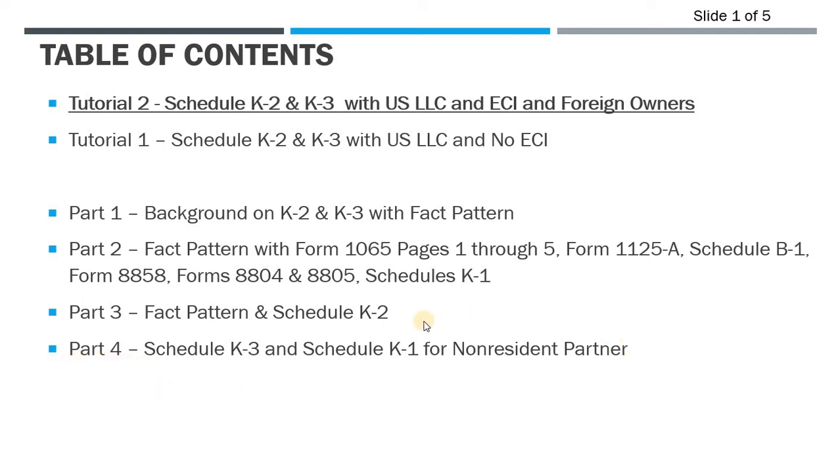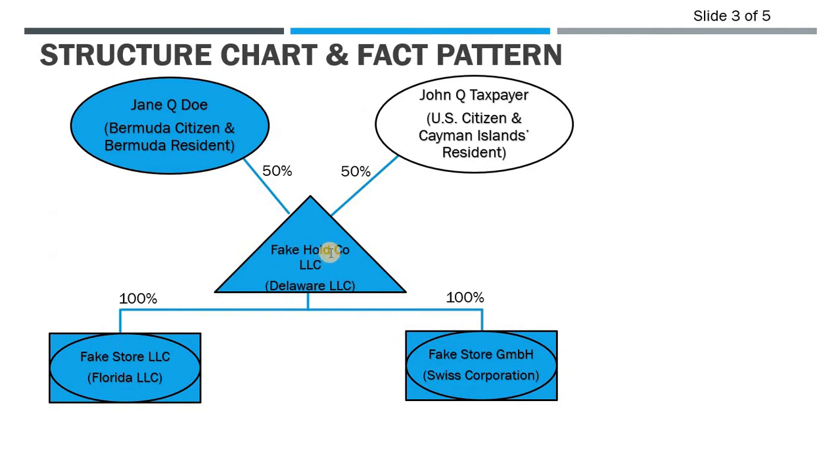All right, for this last video, we want to look at the Schedule K3 and K1 for the non-resident partner in particular. So if we remember the fact pattern here, we've got the U.S. entity, two subsidiaries, one's in Switzerland, one's in the U.S. This U.S. entity is engaged in a U.S. trade or business. And so we need to be very careful and report correctly on the K2 and K3s.